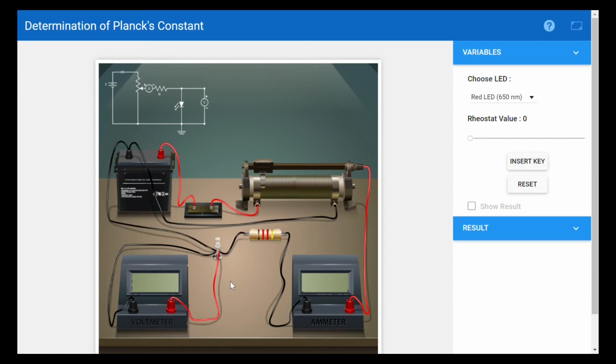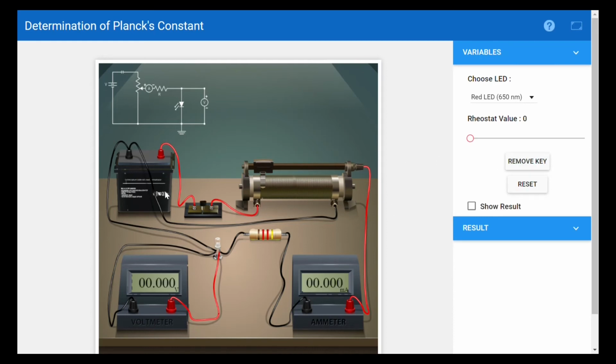So now I think the connections are made according to the circuit which is shown here, and it is nothing but we are applying different values of voltage on the LED, and we will be noting down at what voltage we get the LED to glow. First of all, we will be inserting the key, that is, we will be starting our circuit.